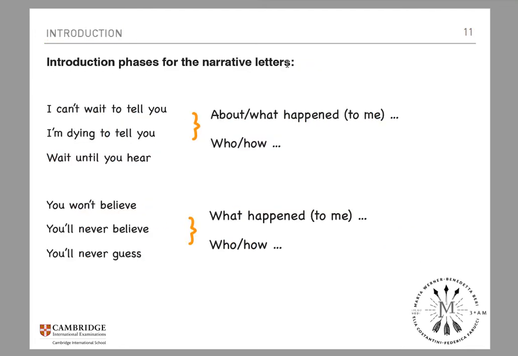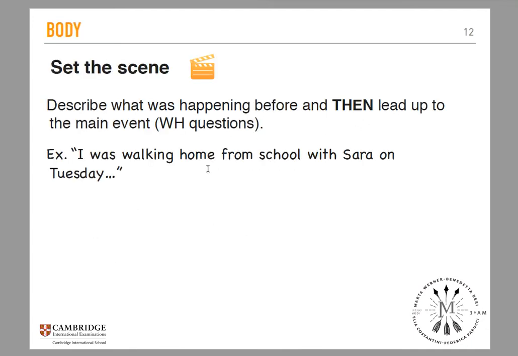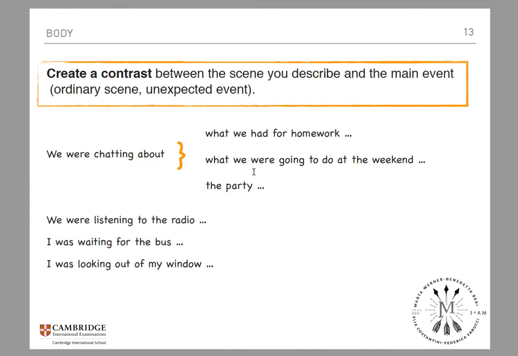Here are some introduction phrases that you can use for narrative writing. I can't wait to tell you. I'm dying to tell you. Wait until you hear. This is about, or what happened. This is who or how. Okay? Set the scene. I was walking home from school with Sarah on Tuesday.